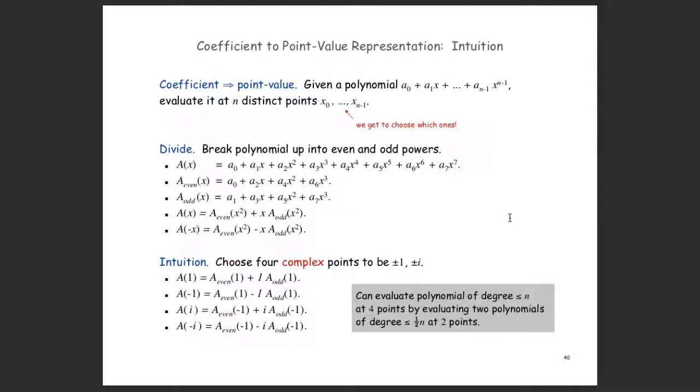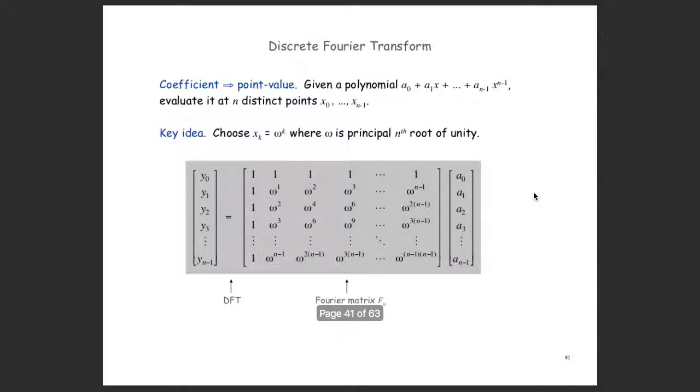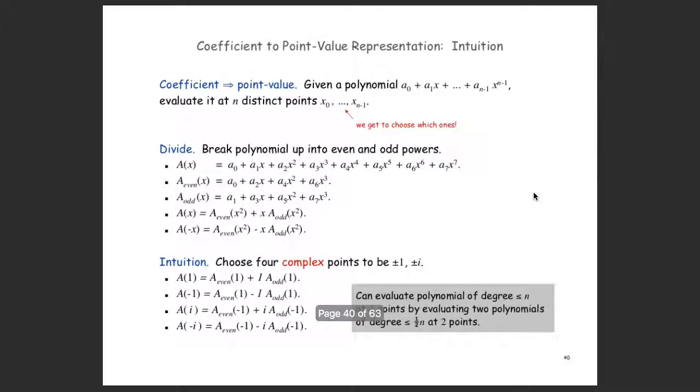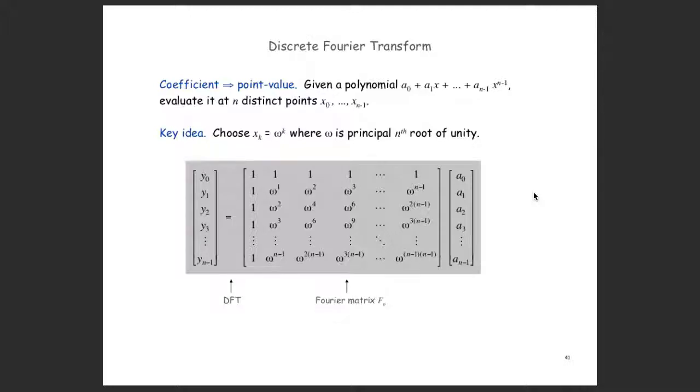It is similar. I can evaluate a polynomial of degree n at 4 points by evaluating two polynomials of degree half n at 2 points. So that is amazingly cool, right?